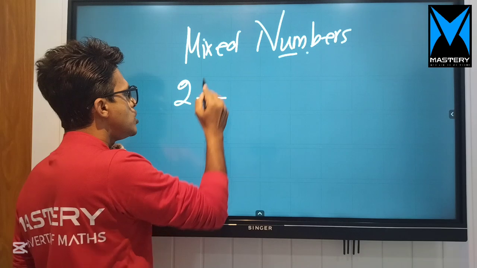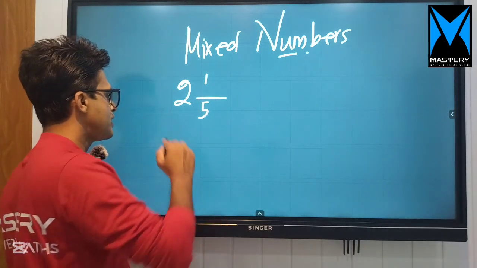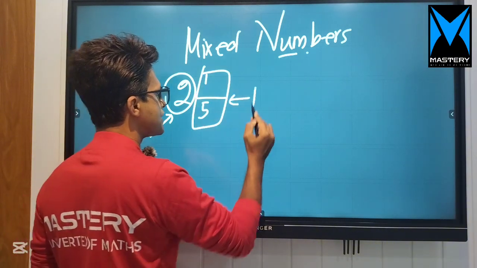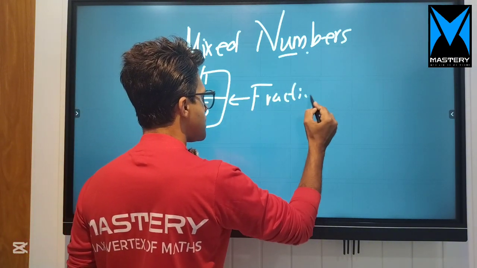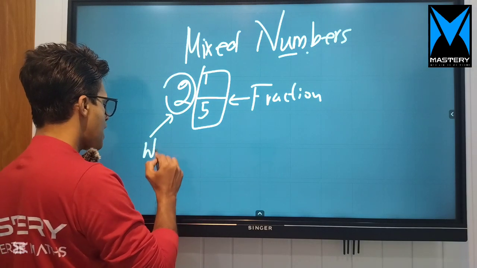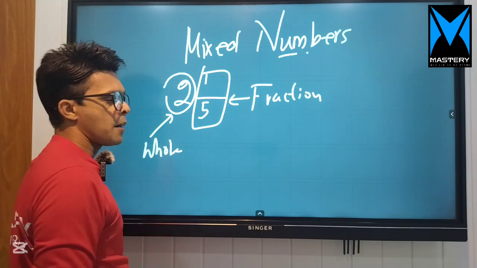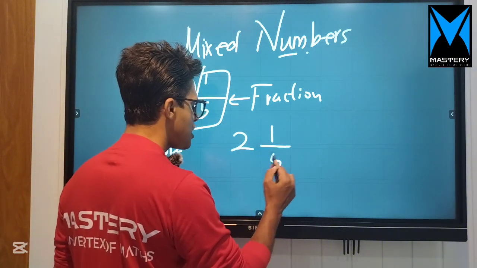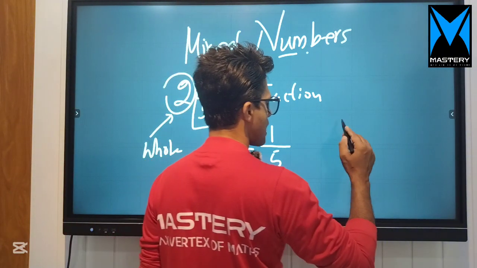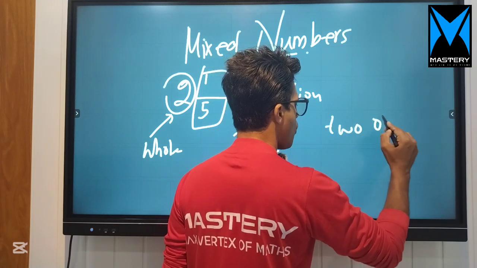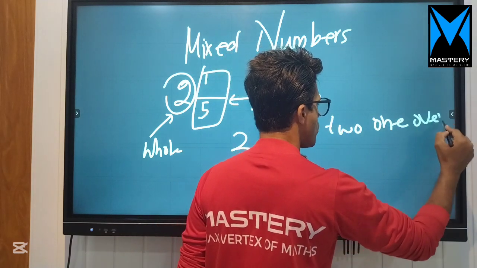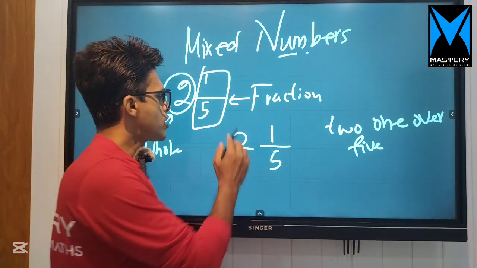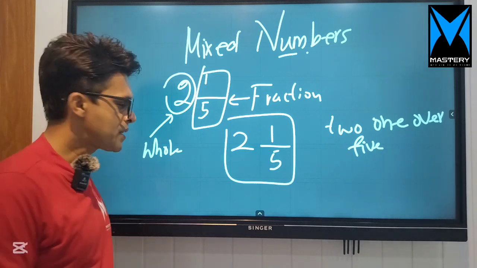And this is 2, 1 over 5. Here is a whole number, here is a fraction. So a mixed number means a whole number and a fraction. A whole number, I mean a counting number. So this can be identified and written as 2, 1 over 5. Here is a mixed number.